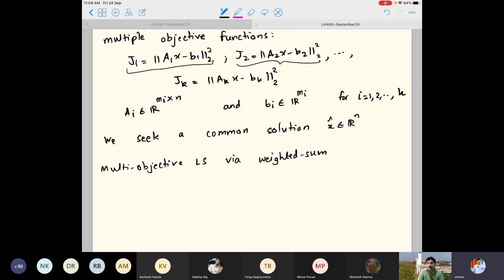Sir, just one question. In these different functions, J1, J2, and Jk, for example, when you say J2 is equal to A2x minus b2, is A2 the coefficient of the second row, or is it something different?